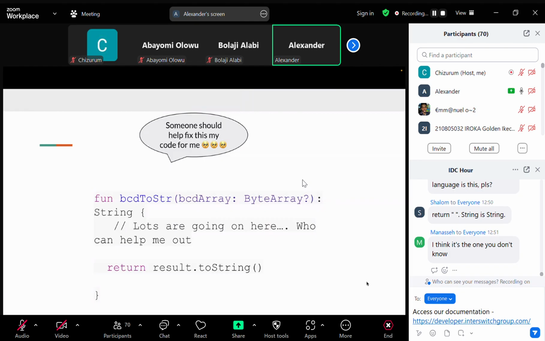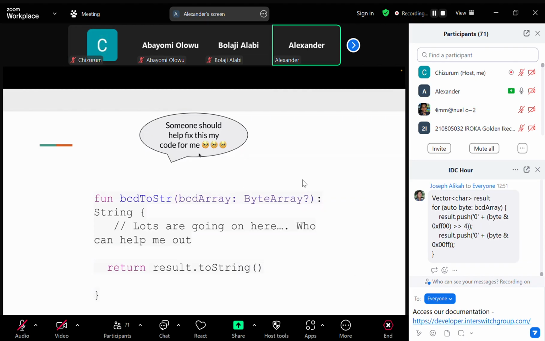I'm looking for an answer. Ah, somebody is giving me return string is string. I don't understand. Joseph Alika, I'm loving this. What language is this, Joseph? C++. Yeah, it's quite cool. Let's go on.